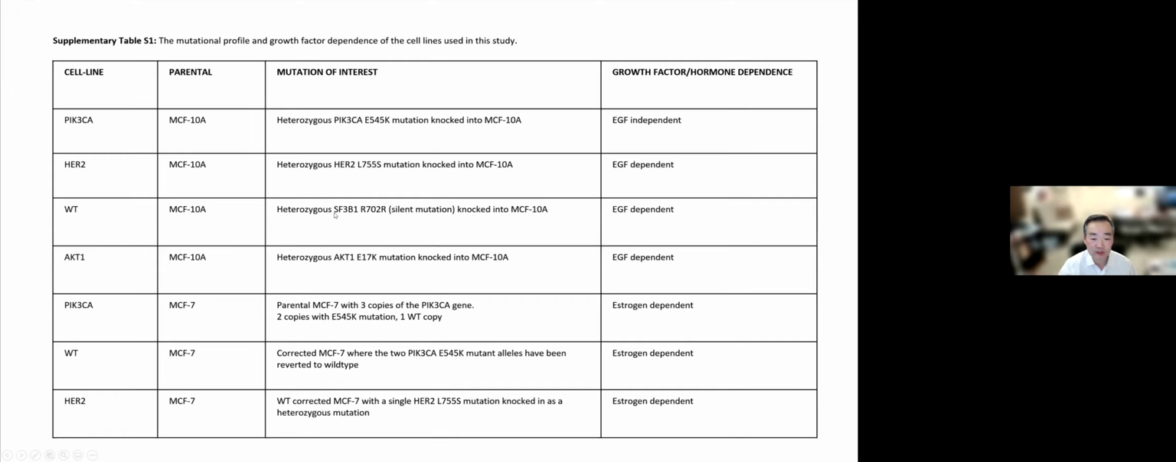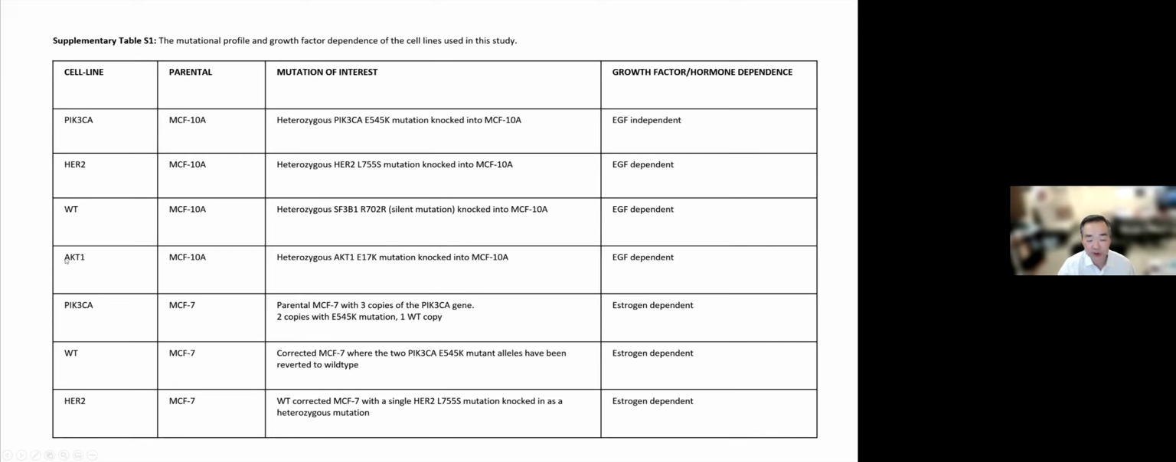We also use as a control a SNP. We were working on introducing mutations in a gene called SF3B1, and one of the things that we did is introduce a silent SNP into this, and that's because it goes through the same gene targeting process, and it actually goes through the single cell clone process. So that's really an ideal control.